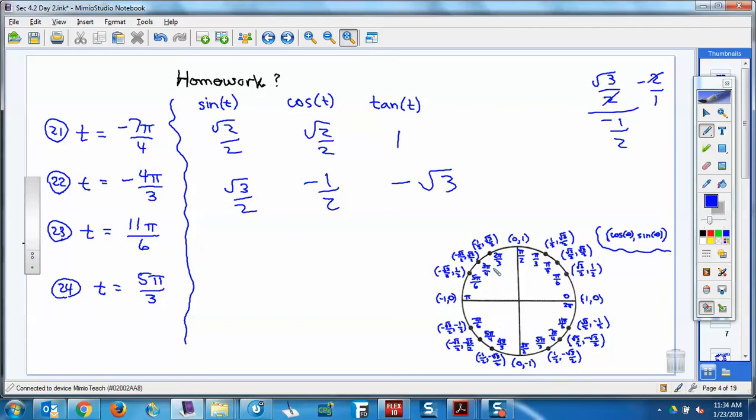Okay? 11 pi 6. Well, that's on here. Right? That's right here. That's down here in quadrant 4. So sine would be negative 1/2. Cosine's root 3 over 2. And then what's tangent? It's y over x. What's negative 1/2 over root 3 over 2 going to be?